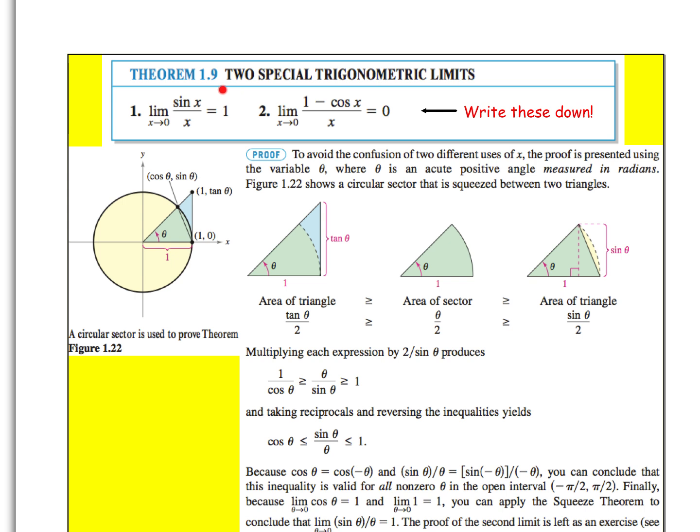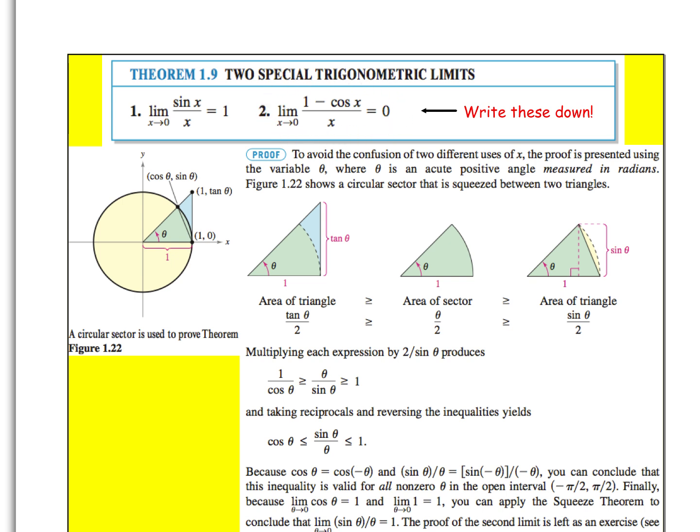So the first one we visited a few days ago. The limit as x approaches 0 of sine x over x is equal to 1. And I proved it with a graph, and I proved it with a table. I cannot prove it too much analytically yet, even though I'm going to use the squeeze theorem today to prove it. All right, and then this is the other one that I need you to write down. The limit as x approaches 0 of 1 minus cosine x over x is equal to 0.